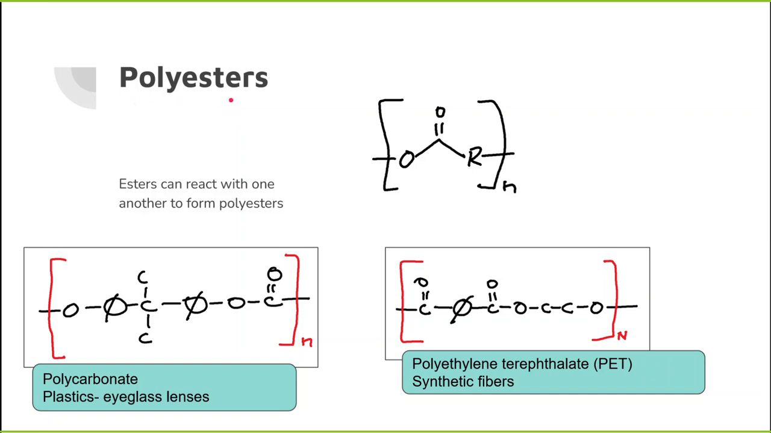Polyesters. I'm sure you guys have all heard of polyester. Well, this is what it is. Esters can react with one another to form polyesters. So here you can have this repeating ester unit, so this is an RCOO, and then there'll be another R over here. And this can repeat n times to form a polymer and just build out those giant chains like we saw before.